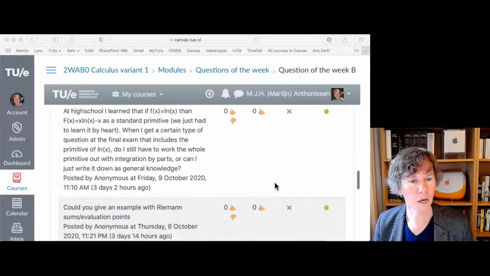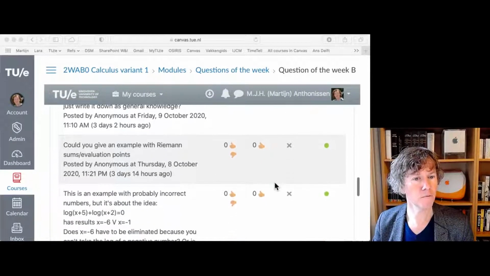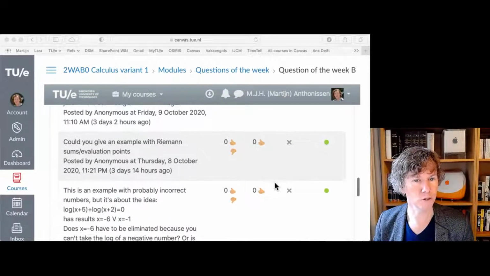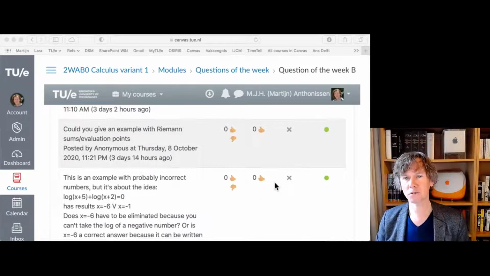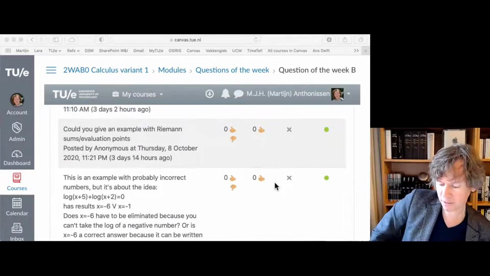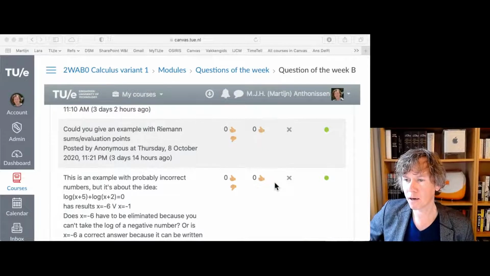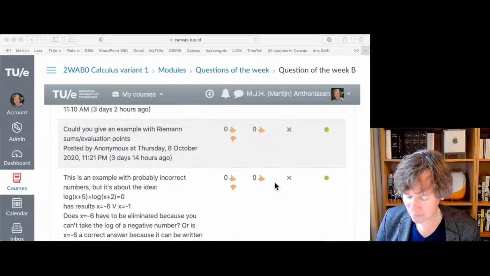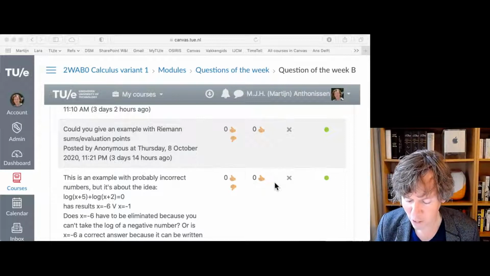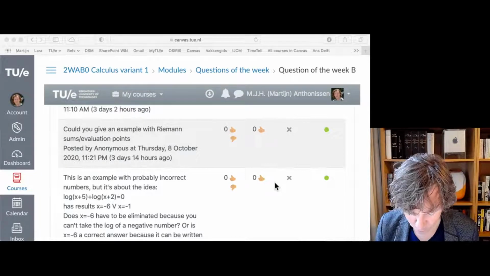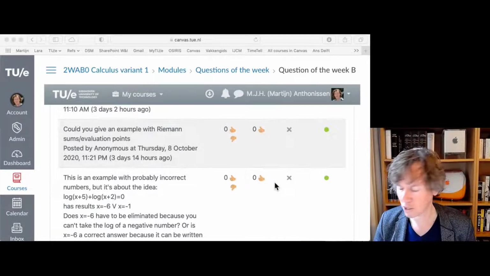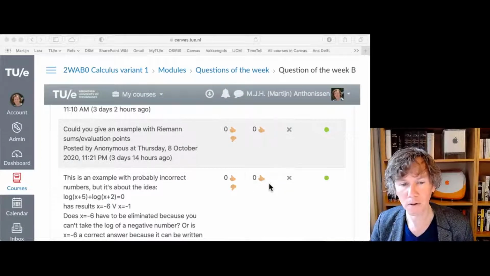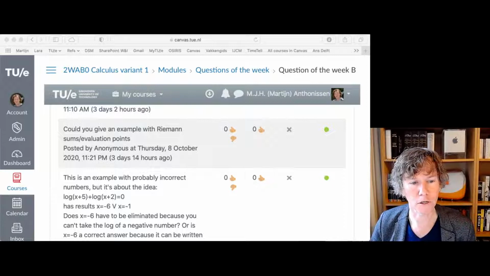Okay. Could you give an example with Riemann sums evaluation points? There are a couple of questions about that in the homework. I'll give an example. It's not that interesting what's happening there, but maybe for the understanding, it's good to do a little example. So I'm going to make up an example. So let me switch again to the iPad. So a little bit about Riemann sums.